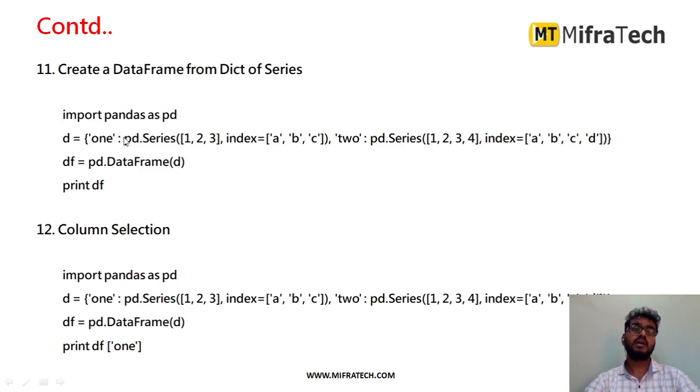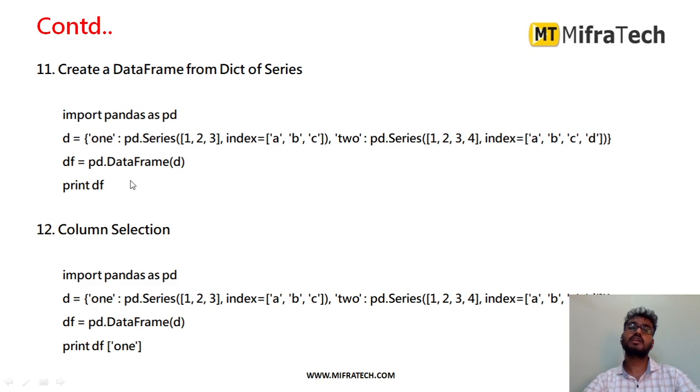Inside this, the keys are taken as 1, 2, 3. In the value we have internally used one more thing, that is a pandas series. To create a series, we know the command is pd.Series of 1 to 3. Here the values will be 1 to 3, and we also mentioned the index for this series.